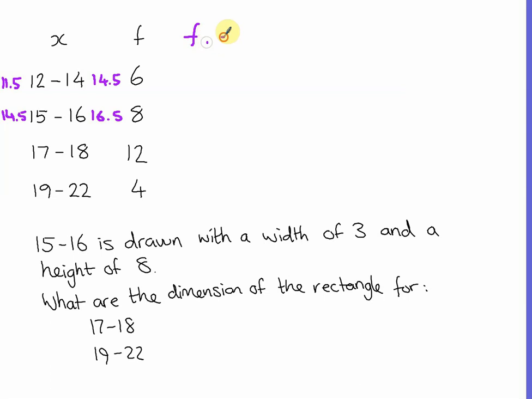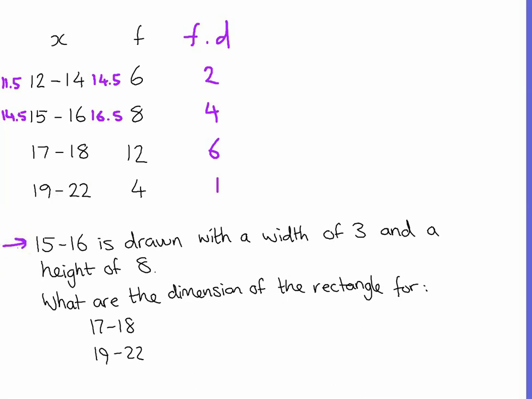So let's form the frequency density column. So the width of this one is 3, so 6 divided by 3 is 2. The width of this one looks like a 1, but you can see from the bounds it's a 2, so 8 divided by 2 is 4. This looks like a 1, but the width is actually 2 because of the bounds, so 12 divided by 2 is 6. This appears to be a 3, but with the bounds it's a 4, so 4 divided by 4 is 1.